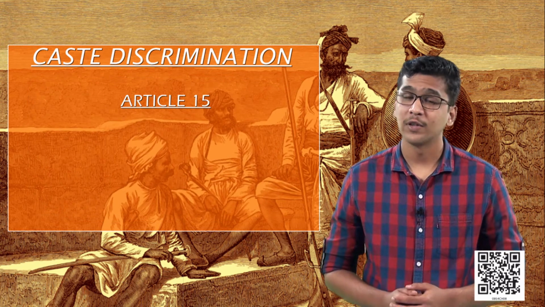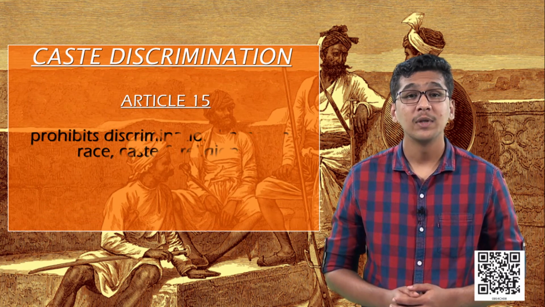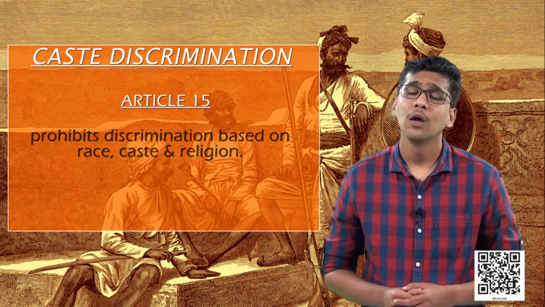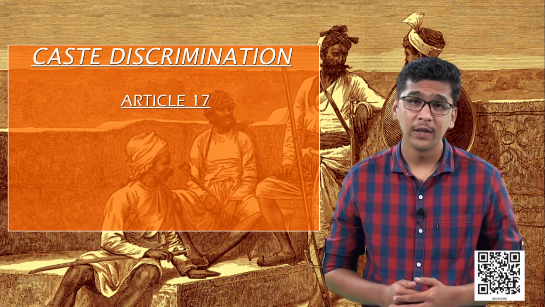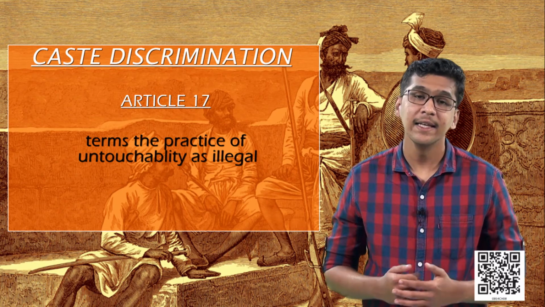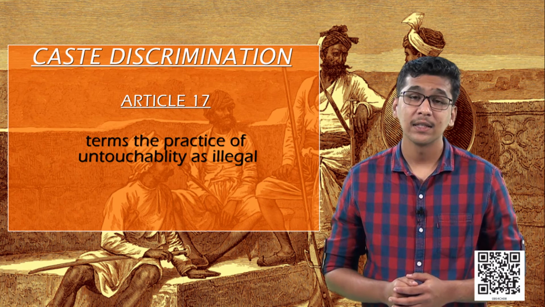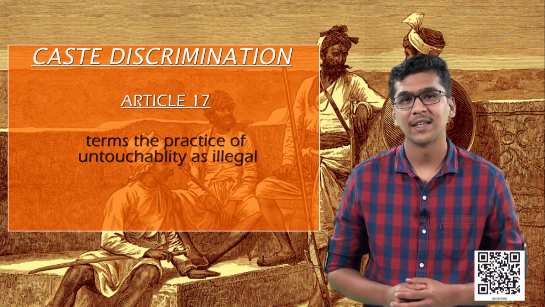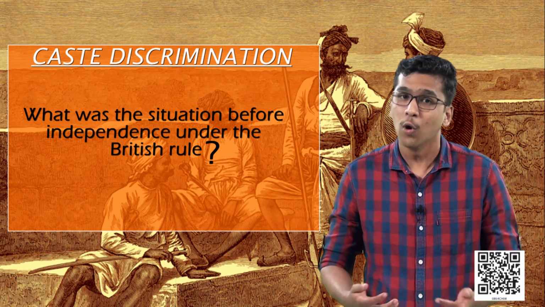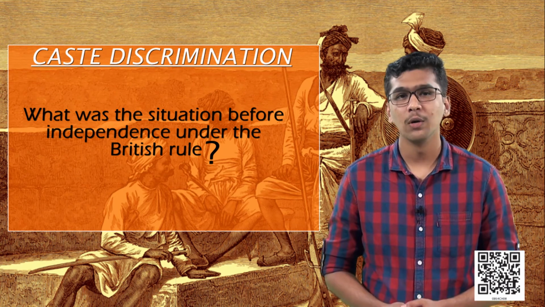Article 15 of the Indian Constitution prohibits discrimination based on race, caste and religion, while Article 17 of the Indian Constitution terms the practice of untouchability as illegal. You have studied this in your social and political life classes. But what was the situation before independence under the British rule?